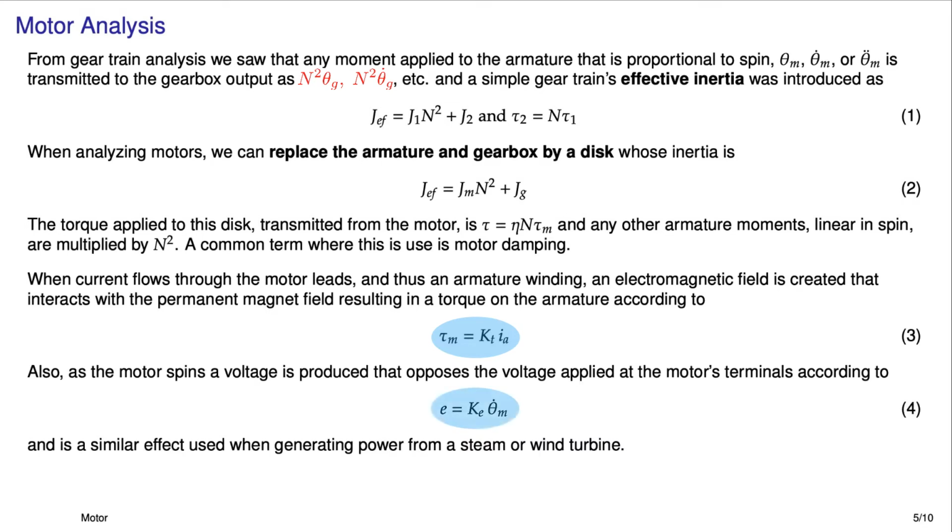The other motor equation is the back EMF equation. So here we have it in 4, where we have E, which is a voltage, equal to k_e, another constant associated with the motor, times theta m dot, the spin rate of the armature itself inside that motor. Now what's interesting is that if you use rational units for k_t and k_e, consistent rational units, then the numeric value of k_t and k_e are exactly the same.